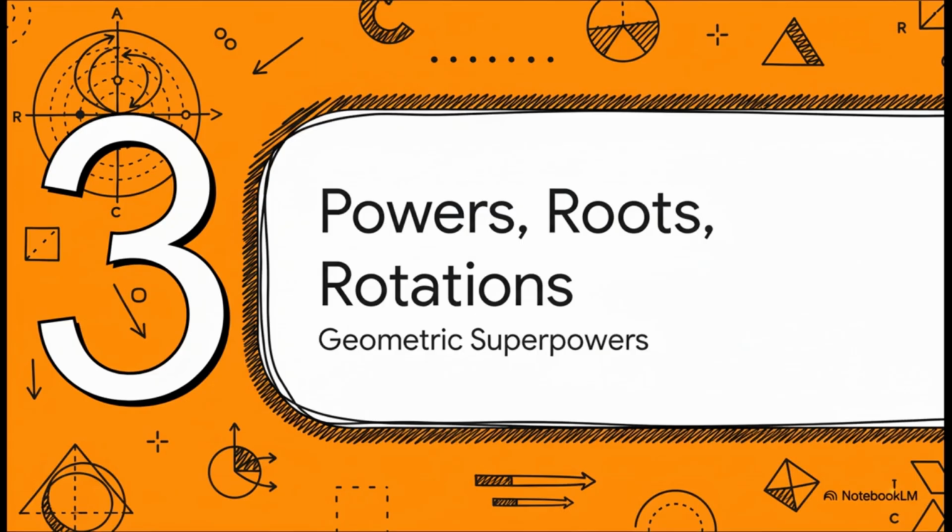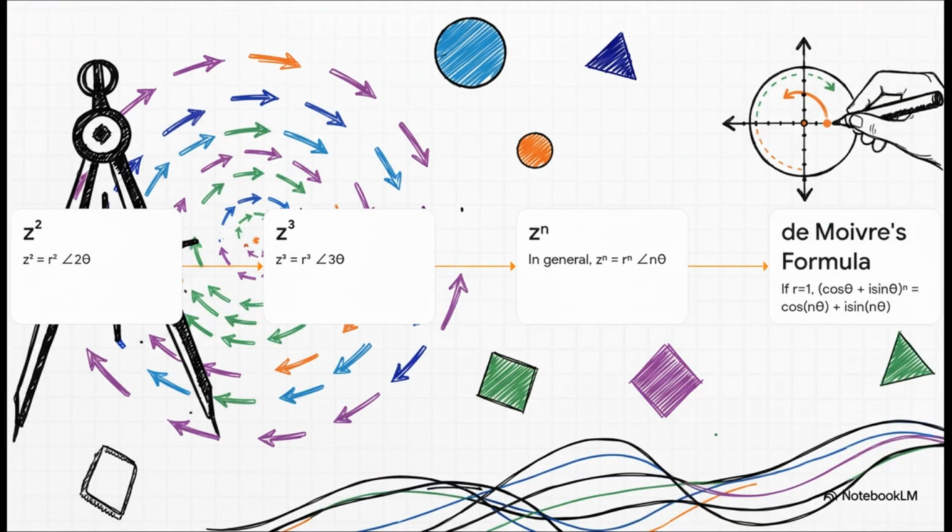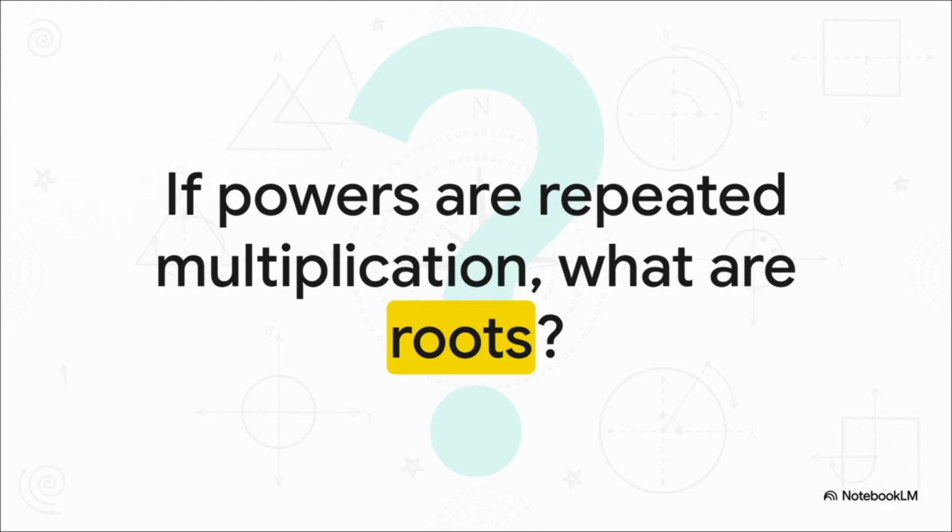So, if multiplication is just rotation, let's take it a step further. What do you think happens when you multiply a number by itself over and over and over again? Well, think about it. Squaring a number, z squared, just means you apply the rule to itself. So you square its length, and you double its angle. Z cubed, you cube the length, you triple the angle. This is a famous idea called de Moivre's formula, and it basically turns exponents into super simple, predictable, repeated rotations. Which, of course, leads to a really cool question.